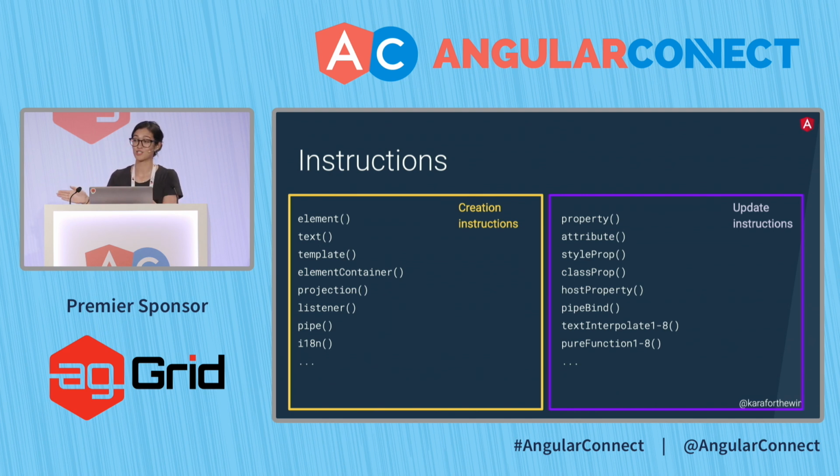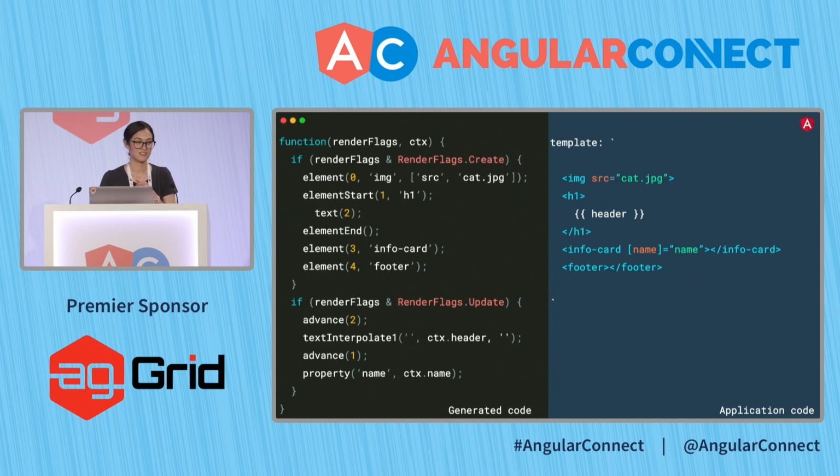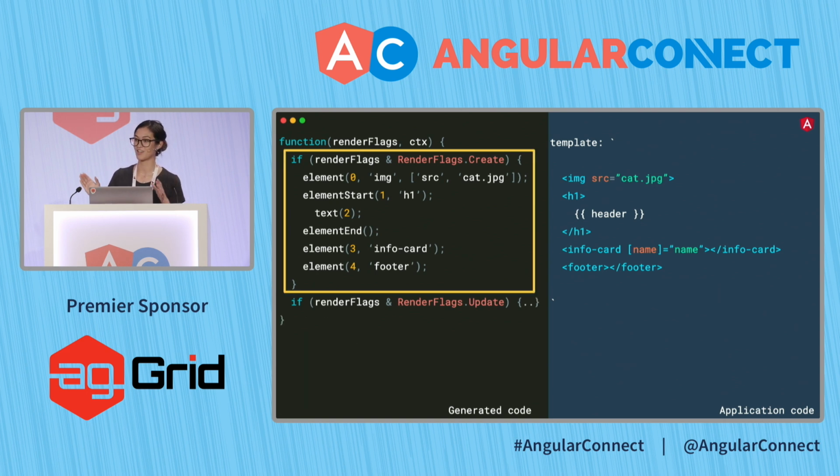And the update instructions will take an existing element or component or something, and update it. So the property instruction updates a property, the attribute instruction updates an attribute. Once again, it's pretty self-explanatory in the name. And what instructions are actually generated in your template function depends on what you've put in the HTML template that you've written. So if we go to the app component's template that we were just looking at, the compiler would generate something like this equivalent template function. And right now, we're just focused on the top part, because we're in creation mode.